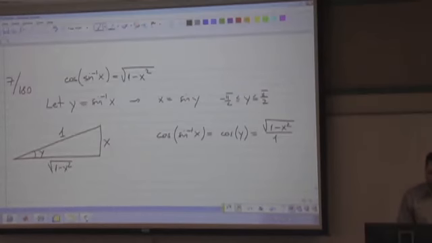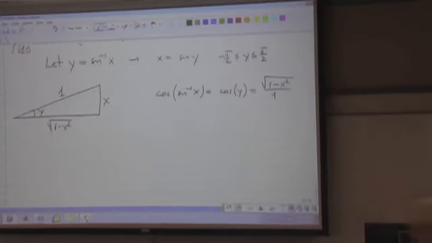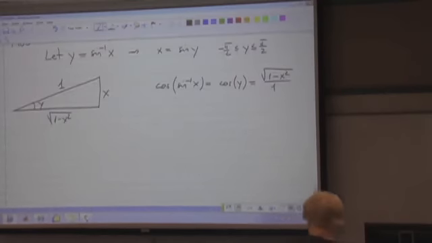For number 8, which is your homework, you're going to have to find an expression for tangent of sine inverse of x. And then also you're going to have to find a formula for cosecant of arctangent of 2x. So should we do another one of these? Okay, how about number 9?